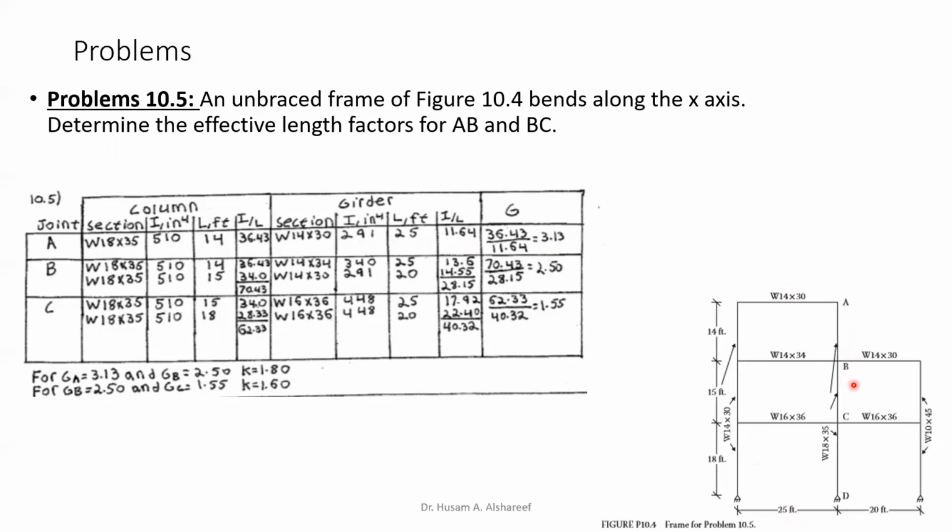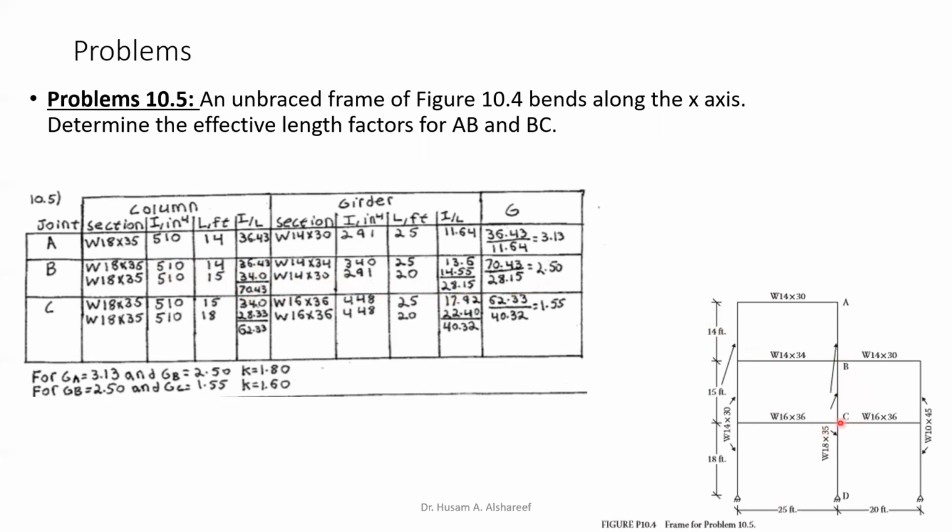Now, as far as joint B, you have two girders and two columns. So for the column section, you need to list the two columns. You need to find their moment of inertia with their length. You divide this by this, then you add them up. You find 70.43. The same thing for the girders, you find 28.15. You divide 70.43 over 28.15, which gives you 2.50. And that's your G value.